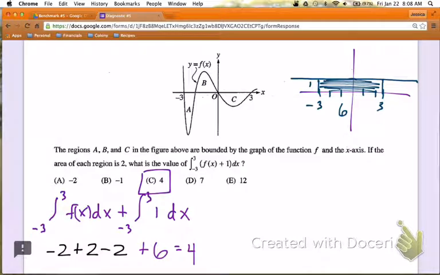So again, lots of moving parts here, not difficult parts, but lots of moving parts. Having to understand that you can break this up into that rectangular area plus the area under the f of x curve, and then breaking up -3 to 3 into these 3 separate intervals is also very important.